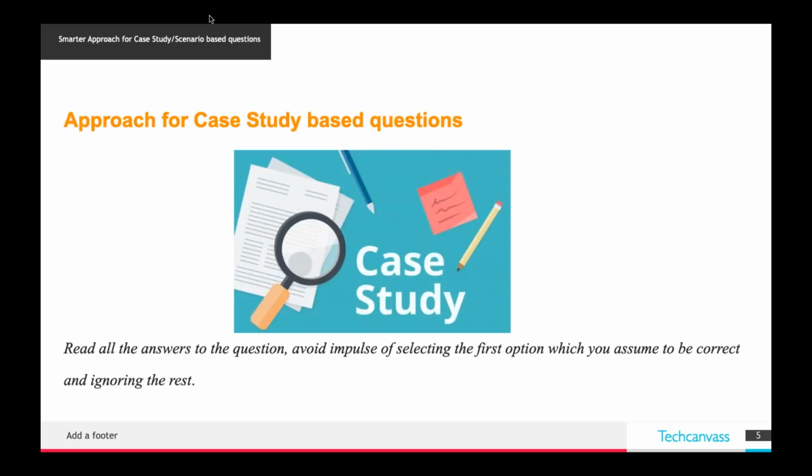So now let's start with our approach for case study based questions. That is our agenda today. So read all answers to the question, and as I said, avoid that impulse of selecting the first option which you assume to be correct and ignoring the rest. The problem is our mind is programmed, right? We all believe that we are intelligent. I have 10 years of BA experience, I have 20 years of BA experience. I know this is the right method, I know this is the right technique and all.